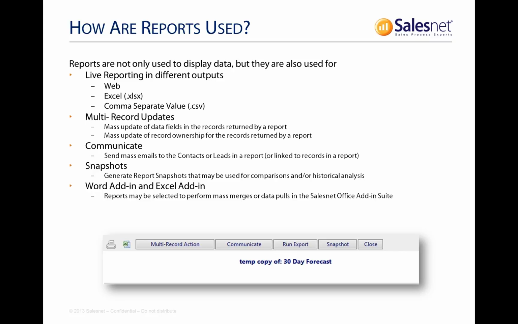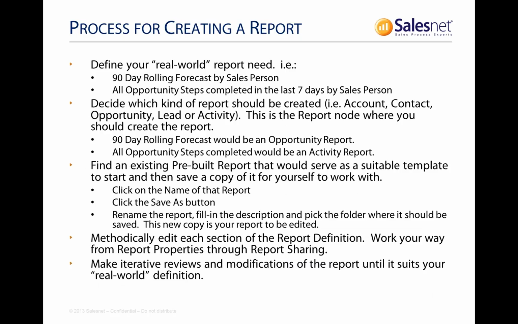So if we wanted to send a letter out about a trade show and we wanted to send it to all the Georgia clients, we could use the report from within the Word add-in to pull the right list of people. Same thing with Excel. If we're trying to pull a set of data into Excel that we want to work with further, we can leverage an already built report in Salesnet to pull that data in. All right, so what's our process for creating a report?